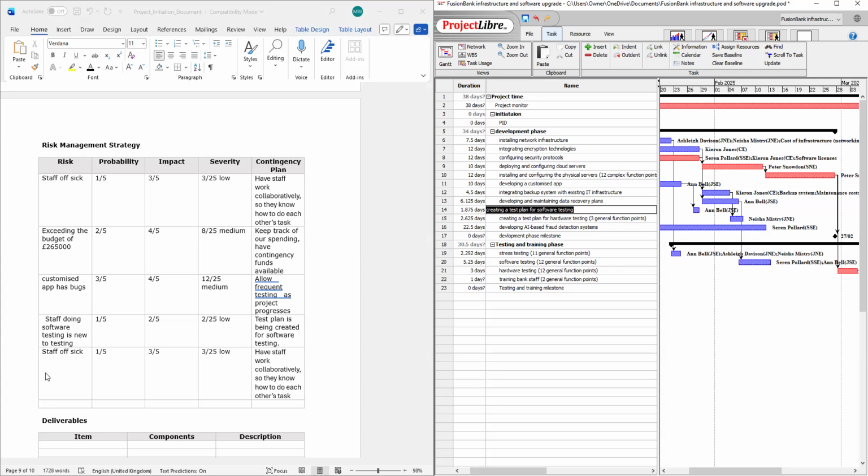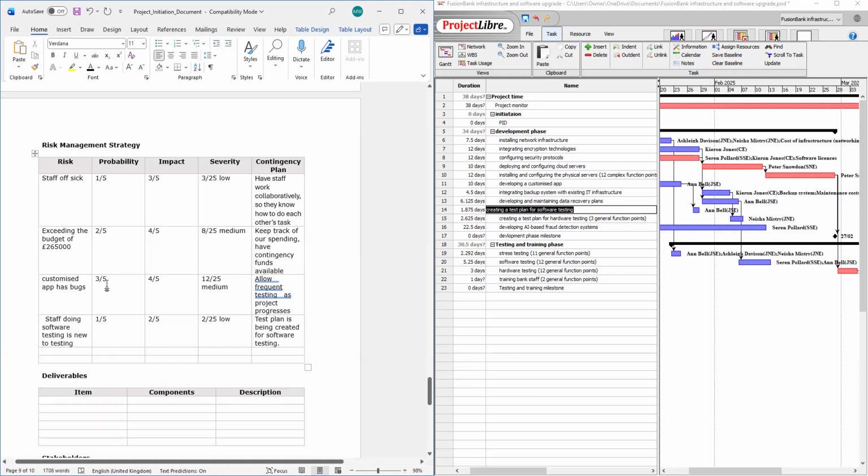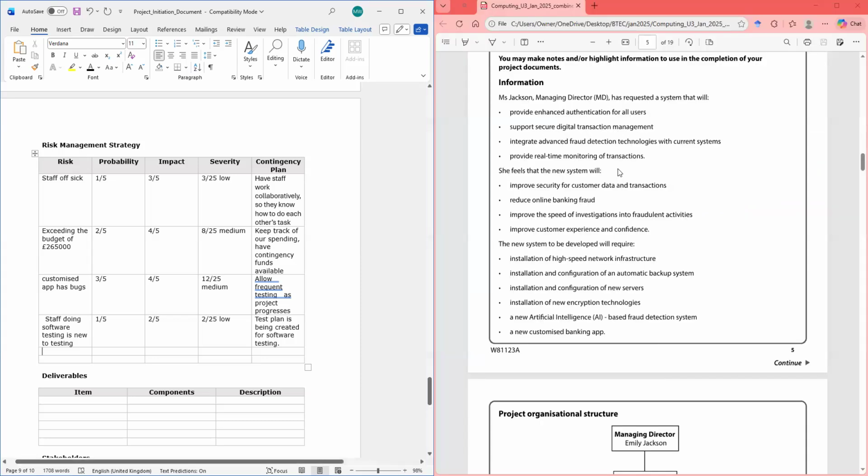All right, staff off sick. That's another popular one, right? We already have that up there. Oh, sorry, this is wrong. Let me get rid of this. All right, staff off sick. What other risks are there that might happen? You have so much risk on this.